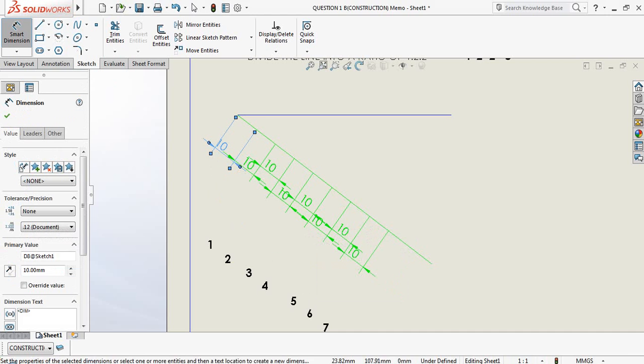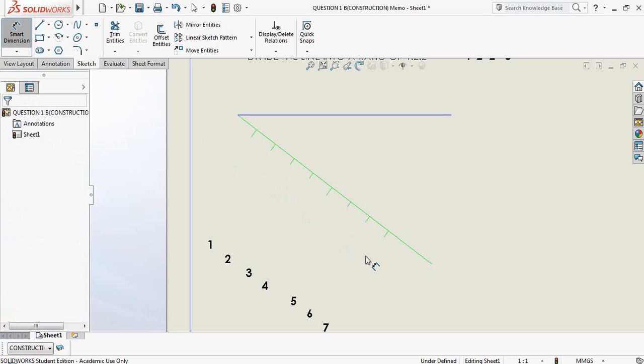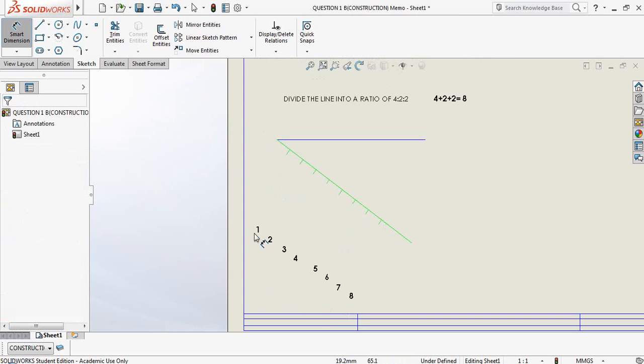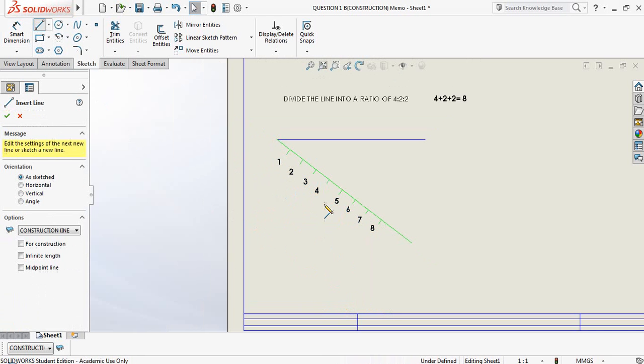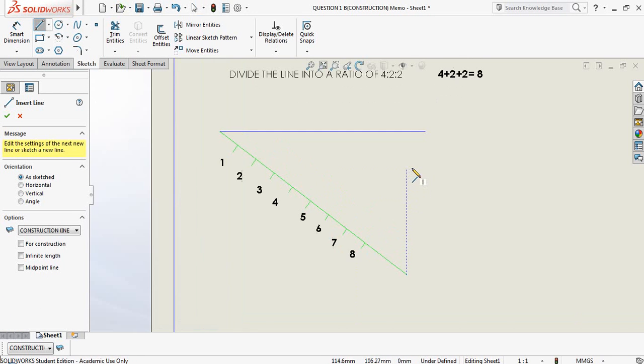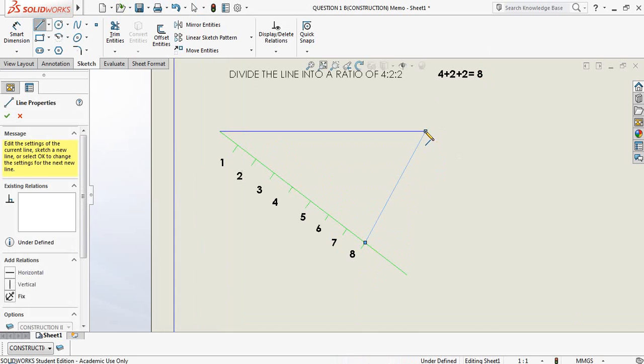Now that I know I've got those 8 equal points, I'm going to label them so that I have no confusion. There they are, and I have my numbers set up already, so I'm going to use them. Label them nicely, then draw the most important line. Remember, we wanted 8, so I'm going to draw from point 8 to the end of my line.